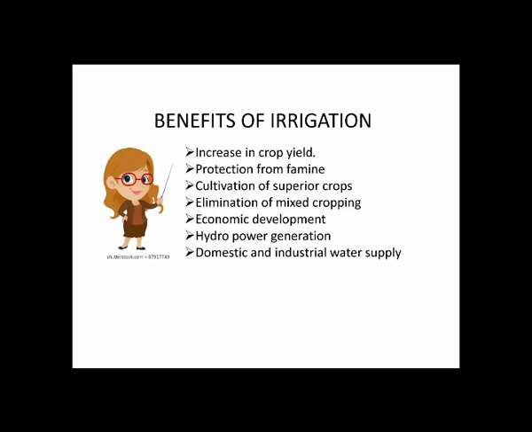When we cultivate any crop, irrigation is the most important practice for crop growth and its yield. So the benefits are increase in crop yield, protection from famine, cultivation of superior crops, elimination of mixed cropping, economic development, hydropower generation, and domestic and industrial water supply.